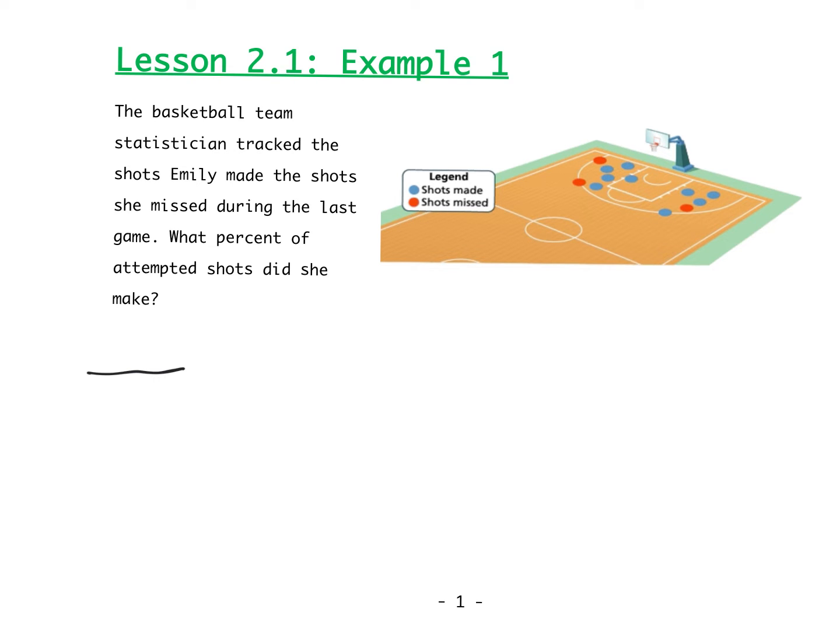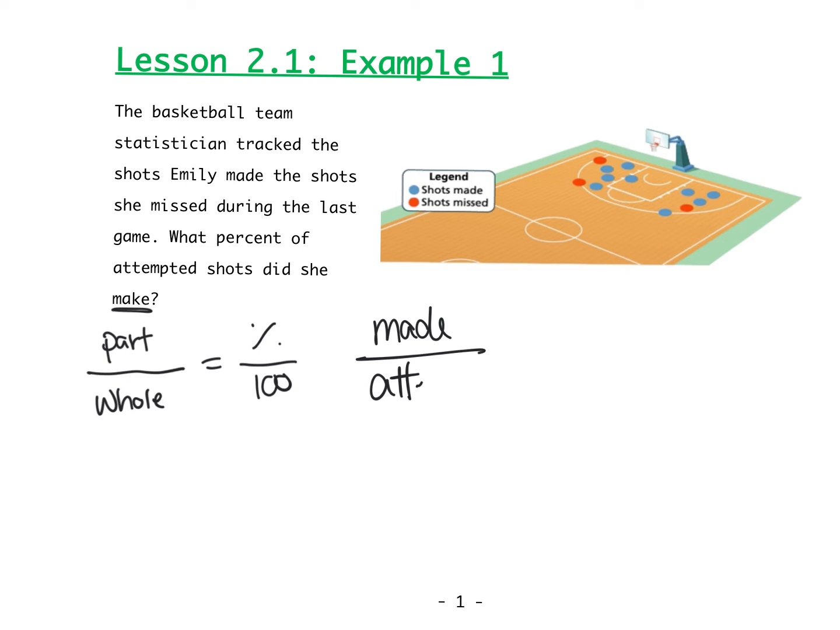So when you do that, you're going to take your part and place it over the whole, which will give you your percent over 100. This is how you always figure out what a percent is. You set up the proportion of part over whole equals percent over 100. Our part here is going to be the shots she made, because that's what we're being asked to find. Right here it says shots that she makes, so we're going to say made right here. And our whole is going to be the attempted, all the shots she took.